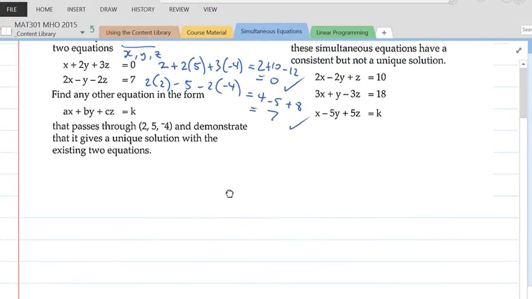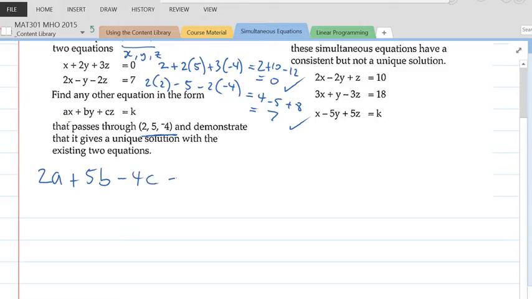Okay, so, well, what if I substituted these guys into here for x, y, and z? I would have a times 2, so it's going to be 2a, plus b times x, so it's going to be 5b, minus 4c. 4c is going to be equal to k. So I've just put them in, and now I need to find an a and a b and a c, which is going to make that work.